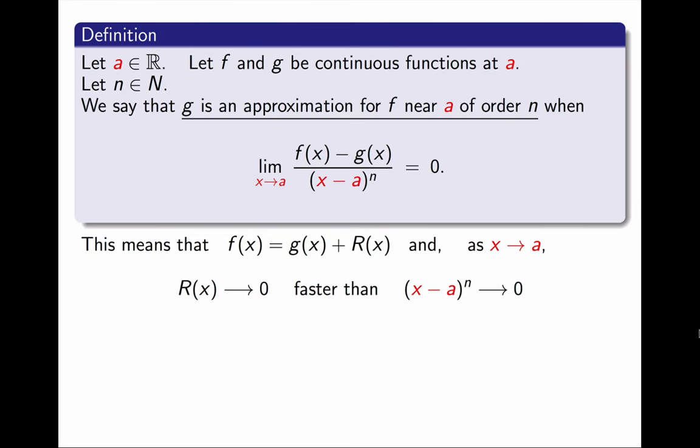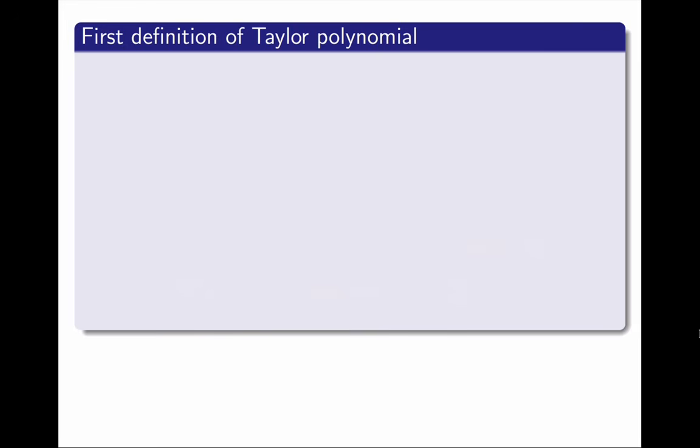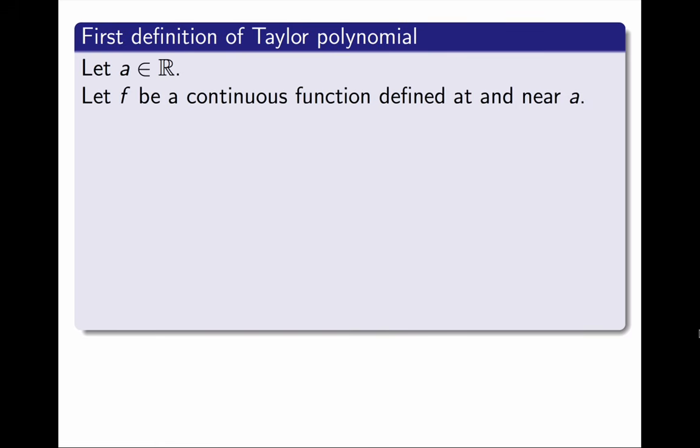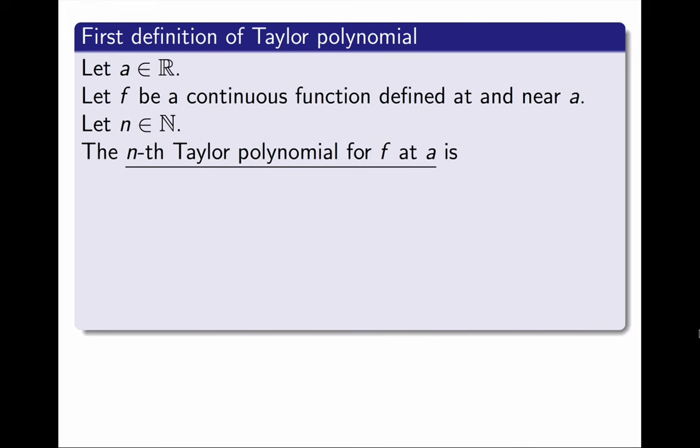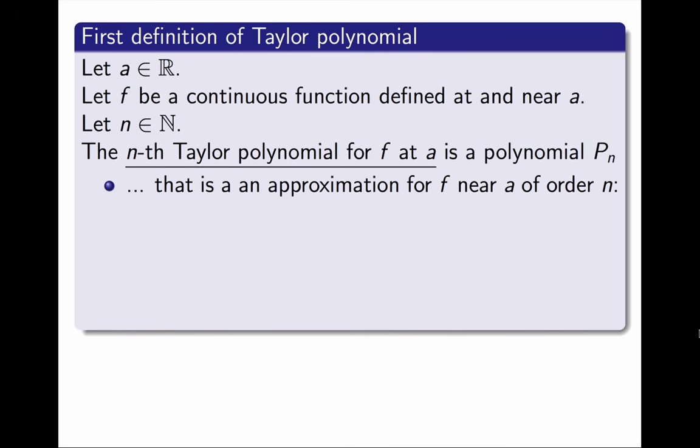Excellent. We are finally ready for the first definition of Taylor polynomials. Let a be a real number, let f be a continuous function defined at and near a, let n be a natural number. The nth Taylor polynomial for f at a is a polynomial, which I will call Pn, that is an approximation for f near a of order n. And now we know what that means. It means that as x approaches a, the function minus the polynomial approaches 0 faster than (x minus a) to the n.